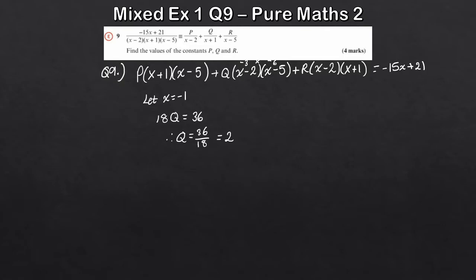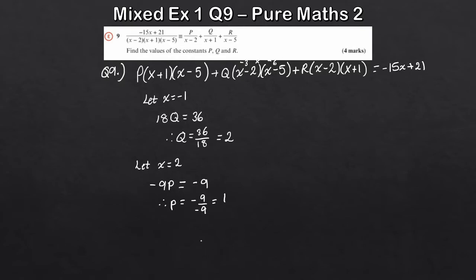Again, repeat the process, this time we let x equal 2. So why have I picked 2? Well, if I pick 2, we eliminate q here, 2 minus 2 is 0, and same again with the r, 2 minus 2 would give us 0 for all of this. So in that case, we're solving for p this time. 2 plus 1 is 3, and then 2 minus 5 is minus 3, that's going to give me minus 9p. And what's that going to be equal to? It's going to be minus 15 times 2, so that's minus 30 plus 21, that'll give us minus 9 there. Then just solve for p here, so divide both sides by minus 9, and we just get 1.